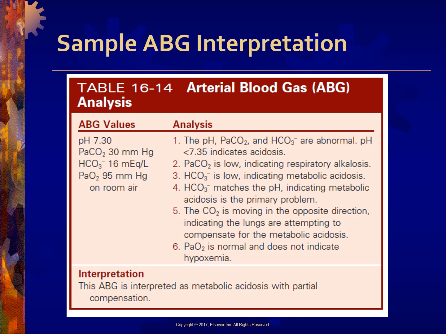The PaO2 is normal, so this patient does not have hypoxemia. So when you look at this blood gas of 7.30, 30 for the CO2, 16 for the bicarb, and 95 for the oxygen level, the blood gas is interpreted as metabolic acidosis with partial compensation.